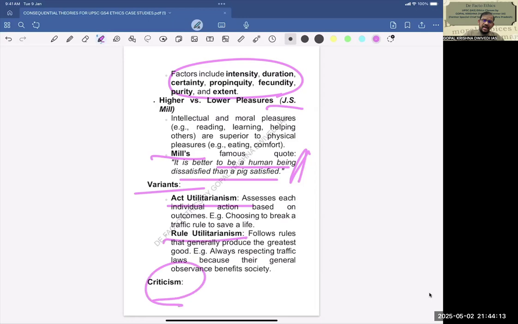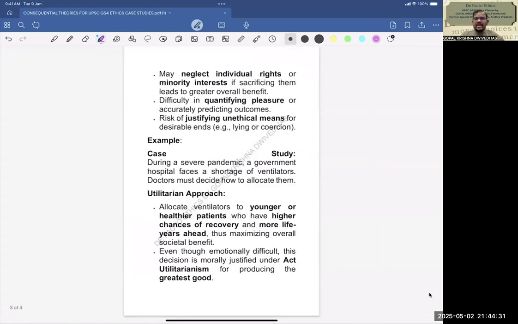Now, as I was telling in an earlier video regarding deontology, regarding utilitarianism also there are some negative points. We should remember that, and accordingly, while applying it on case studies, we should know where we have to moderate this theory with some other theory. So what are its negative points? The first negative point is very important. It may neglect individual rights or minority interests, because once you say greatest good of the greatest number, it means minority rights and individual rights are neglected. This is one of the important criticisms.